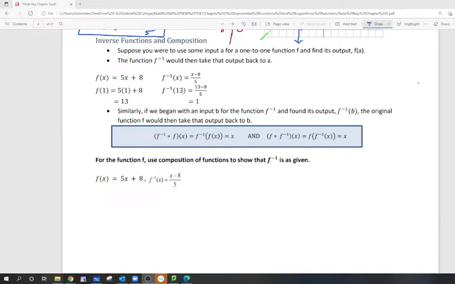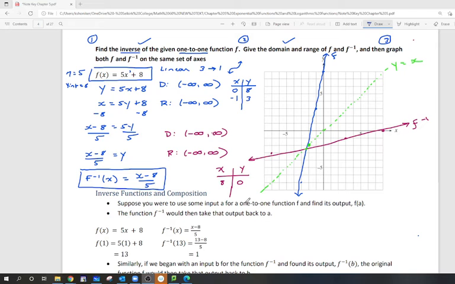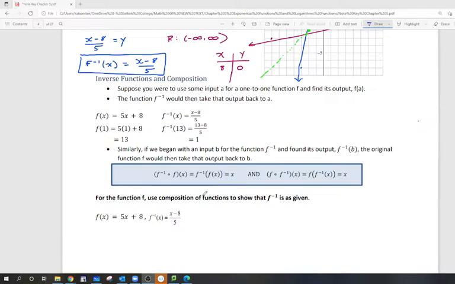This last video, I just couldn't continue on from the last video because it is kind of its own little thing. So what we're going to be doing here is proving that what we got for the equation of the inverse is actually the inverse of our original function. So I'm going to take these equations for these graphs that we just did. So we've got y equals 5x plus 8, and we've got y equals (x minus 8) over 5, right? So we've got our original function and our inverse function.